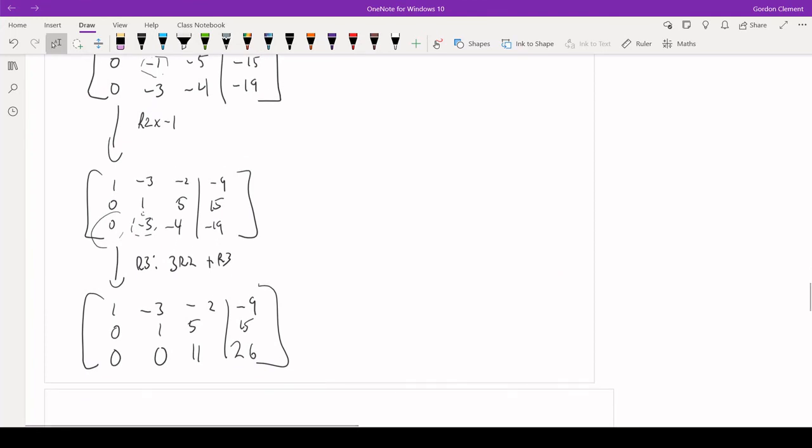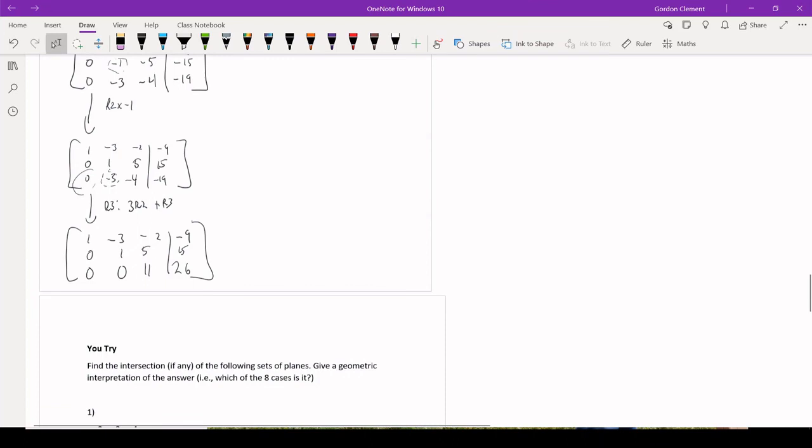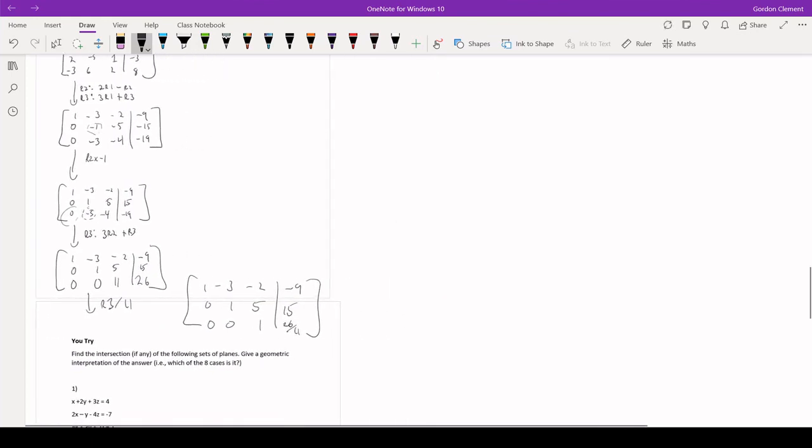I'm just going to pause and check to make sure I haven't made any mistakes. Okay, so I didn't make any mistakes. Just double checked. I was just expecting something divisible by 11. But our last step is going to be row 3 divided by 11 to change that into a 1. 26/11. That's pretty annoying.